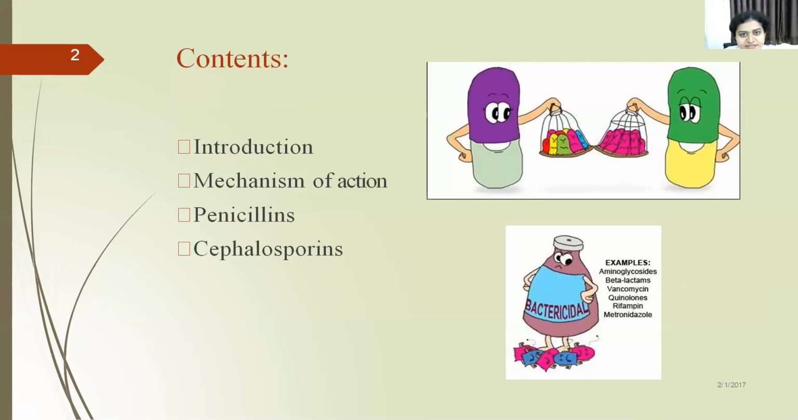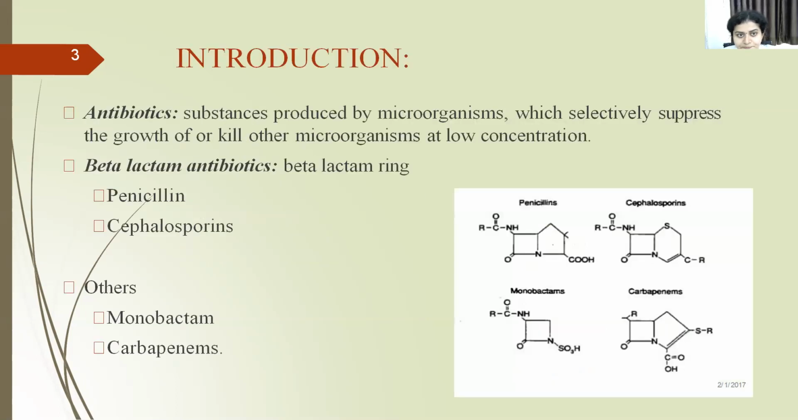Coming to the contents, there will be an introduction, the mechanism of action of penicillins, and for the individual drugs we will know their action, uses and adverse effects. First, coming to the introduction, what are antibiotics? These are substances produced by microorganisms which selectively suppress the growth of or kill other microorganisms at low concentration. The beta-lactam antibiotics include penicillin, cephalosporins, and others include monobactam and carbapenems.